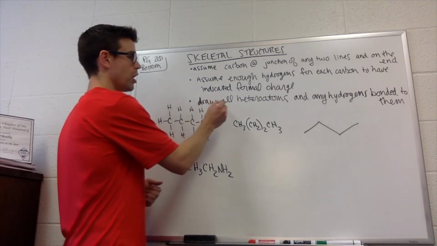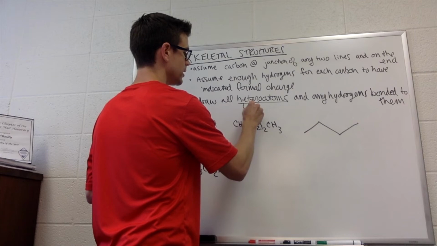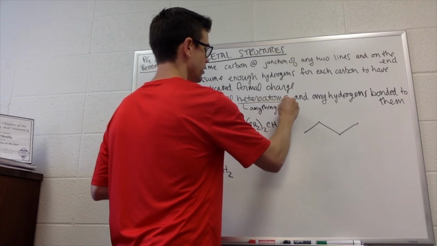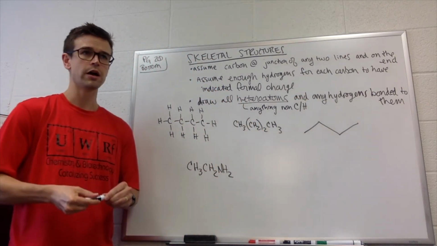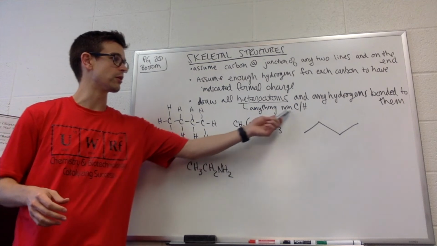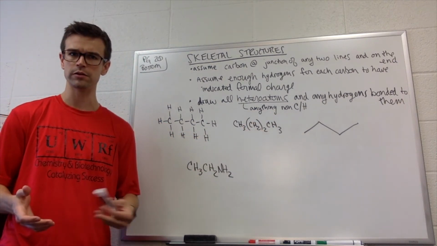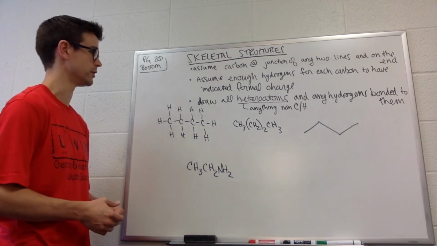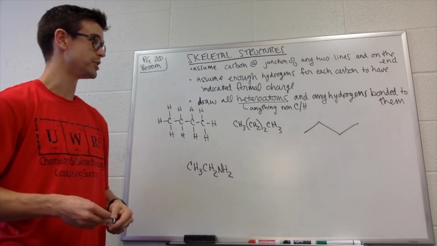Well, it turns out that we draw all heteroatoms. What the heck's a heteroatom? A heteroatom is anything non-carbon or hydrogen. So, what's a heteroatom? All of them, except for carbon and hydrogen. So, is nitrogen a heteroatom? Is it carbon or is it hydrogen? No, it's not. Then it's a heteroatom. Excellent. Okay. Draw all heteroatoms and any hydrogens bonded to them.